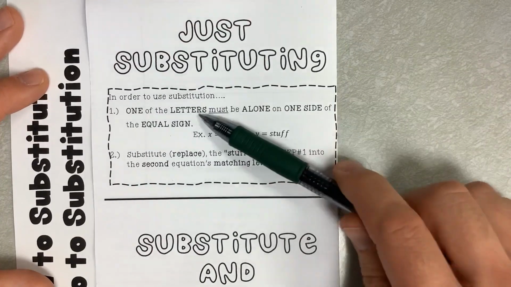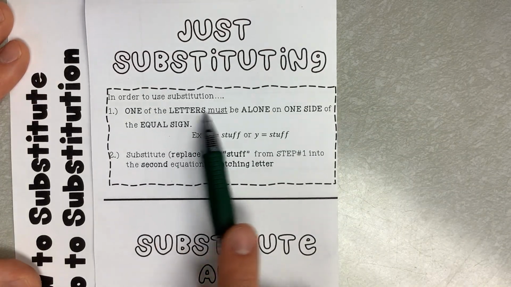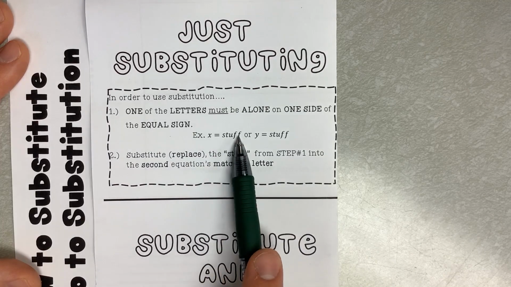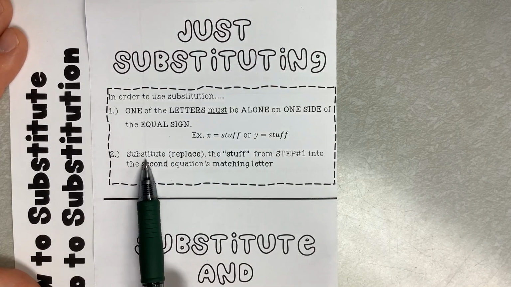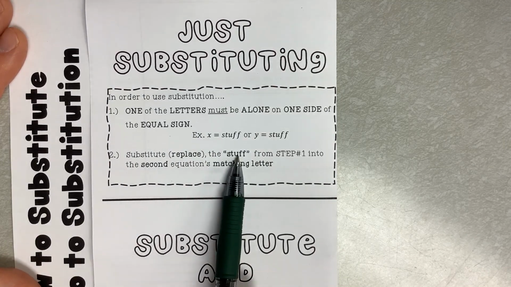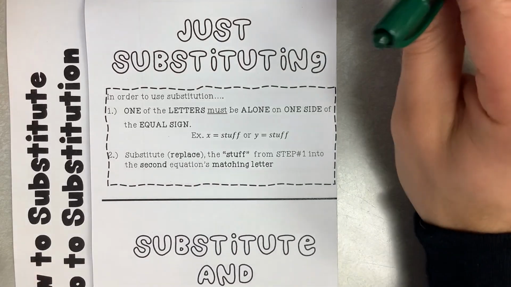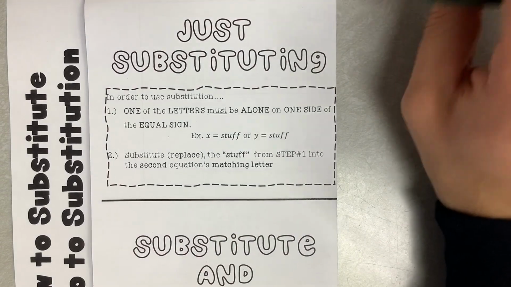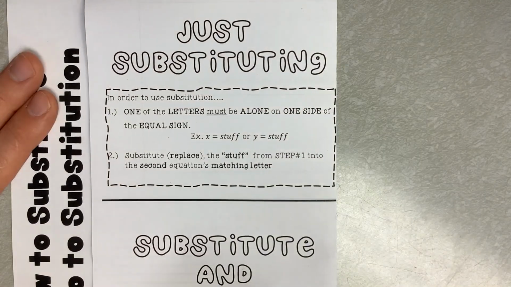Now, here's some good notes, things to keep in mind. In order to use substitution, one of the letters must be alone on one side of the equal sign. Example, x equals stuff or y equals stuff. You'll see what I mean. And then you're going to substitute, replace the stuff from step one into the second equation's matching letter. This sounds like a bunch of blah, blah, blah. It's actually not that bad. When we actually do a problem, it'll make a lot more sense. Bear with me. So let's jump right into this.